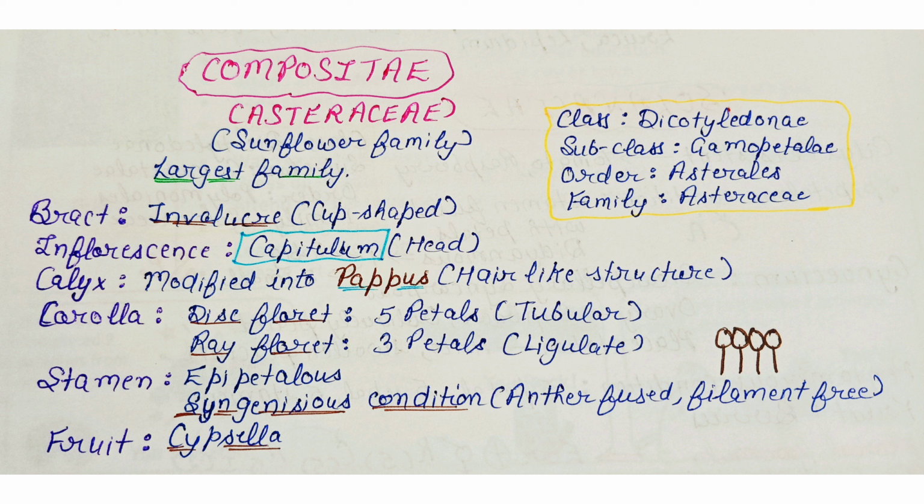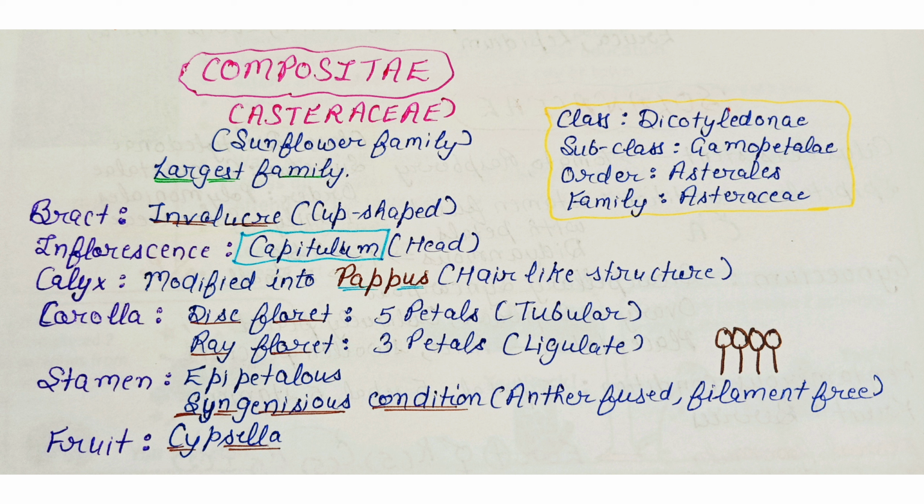Calyx is modified to form the hair-like structure known as pappus. Corolla has disc florets as well as ray florets. There are 5 petals in disc floret known as tubular petals, and the 3 petals in ray floret are tongue-shaped, known as ligulate.